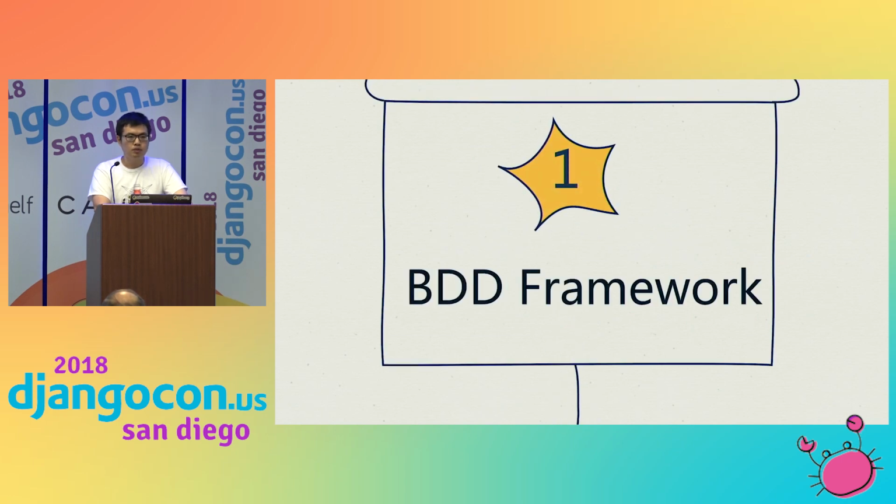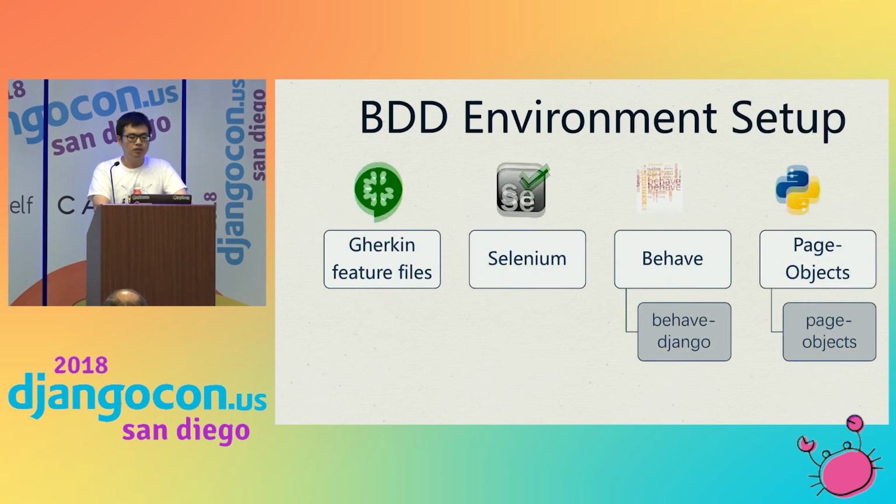Now that we have our requirements ready, we need to set up our BDD, so we need to get some tools. Except for your feature files, you also need Selenium, which is for manipulating your browsers. We also need Behave, a framework designed for BDD in Python. Thanks to our Django community, we have a Django test integration called Behave Django. And the fourth thing is page objects, a methodology for gathering all your DOM elements in your page, which makes it easier to manage your elements.